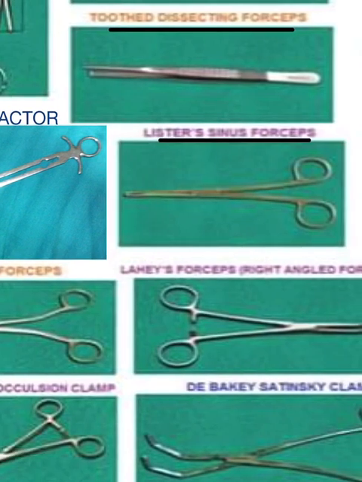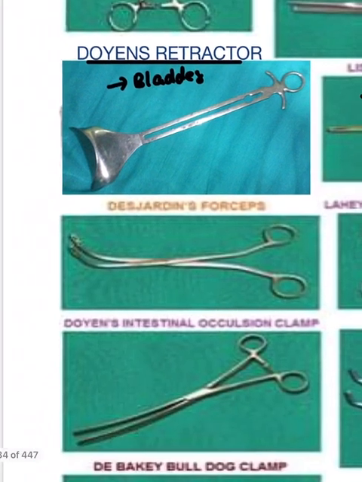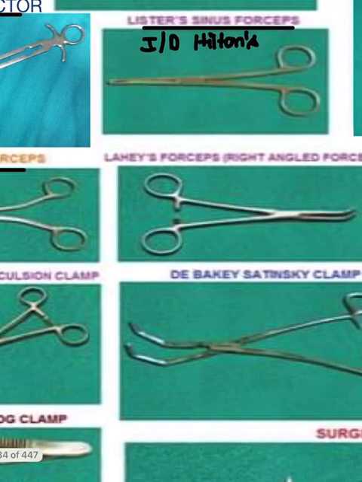This is the Lister sinus forceps. Remember, this is used for incision and drainage using the Hilton's method, and the important thing is that it does not have any ratchet. This is important. This is the Doyen's retractor. Where is this used? In order to retract the bladder. If you might have seen your gynec surgeries like removal of fibroid and other things, this Doyen's retractor is very commonly used. Then this is the Desjardins choledocholithotomy forceps. This is again important.